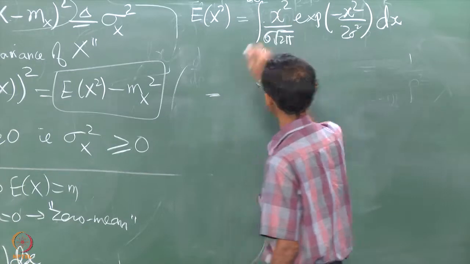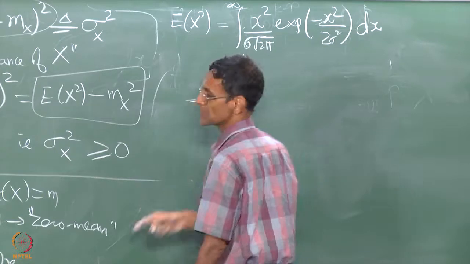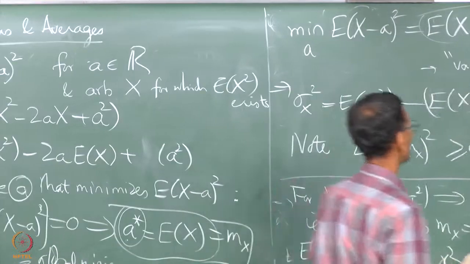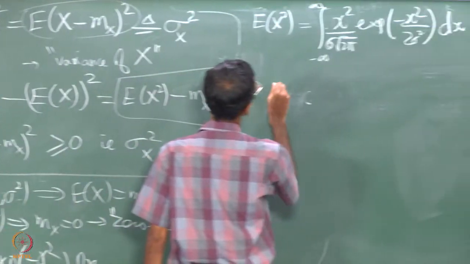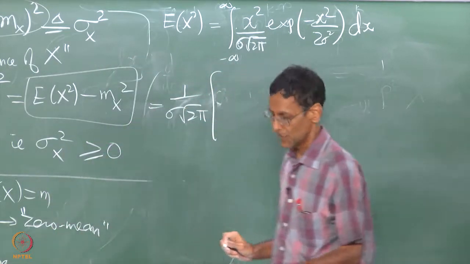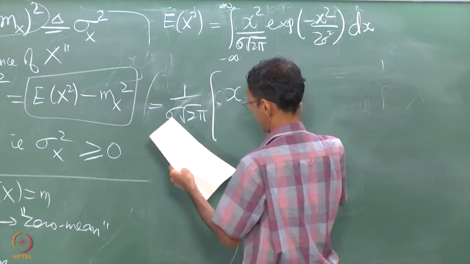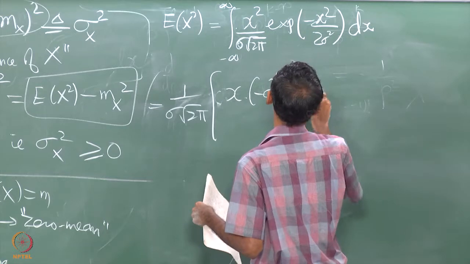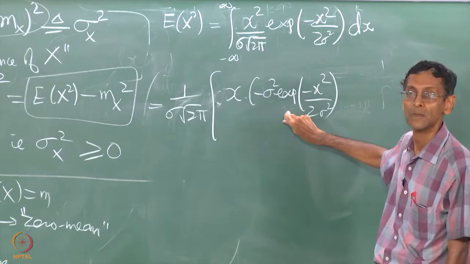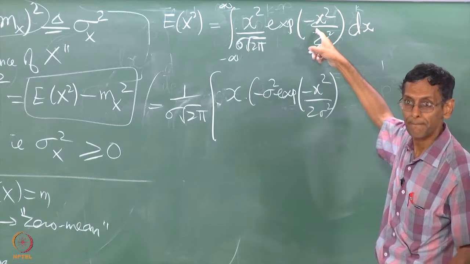So this I will write as x into x, and I will write this as x times the integral of the remaining part. Let me also pull out this 1 by sigma root 2 pi outside. So it is x times minus sigma squared times... this is the antiderivative of what? This is the antiderivative of x into this.